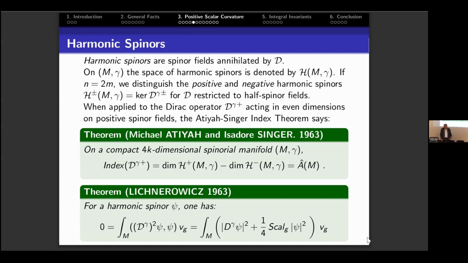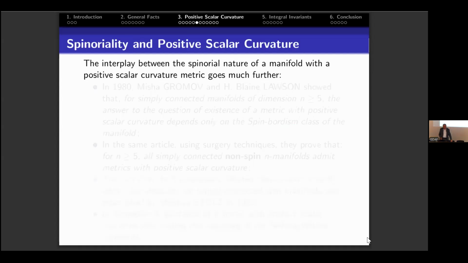So on a compact manifold which has a non-vanishing Â genus, you must have harmonic spinors, and therefore you cannot have positive scalar curvature. That's the wonderful discovery by Lichnerowicz, who immediately jumped on it as soon as he saw the index theorem by Atiyah-Singer.